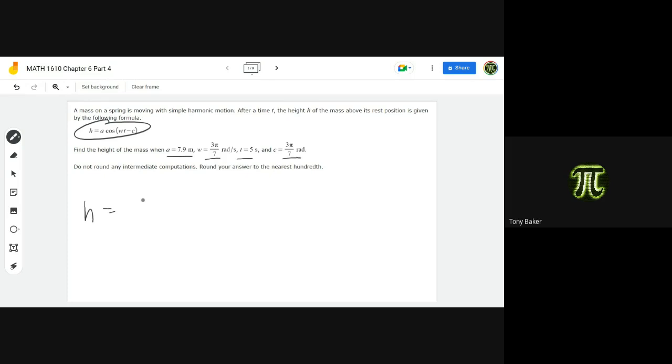So we have H equals A is 7.9, cosine W is 3 pi over 7, T is 5 minus C is 3 pi over 7.